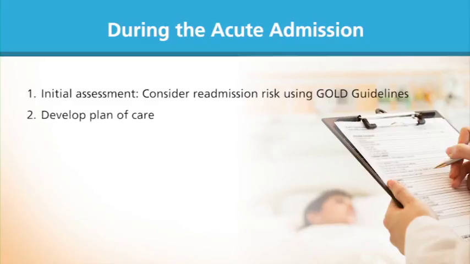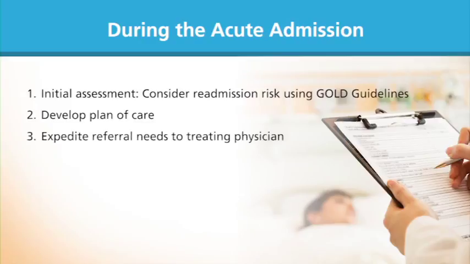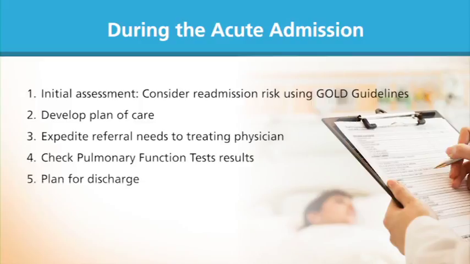Developing a plan of care that specifies education, training, the needs, and early ambulation when feasible. Expedites referral needs to treating physicians, such as referrals needed for pulmonary rehabilitation, smoking cessation counseling, and medications, and also for pulmonary function tests. Checks for pulmonary function test results to confirm the diagnosis of obstruction, communicates and collaborates with bedside providers and nurse case managers to plan for the discharge. It's all in the details.